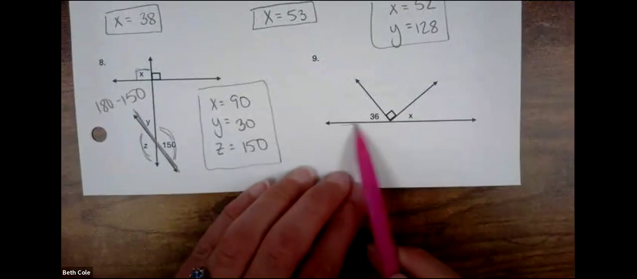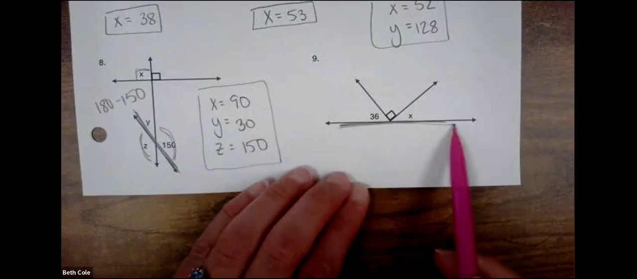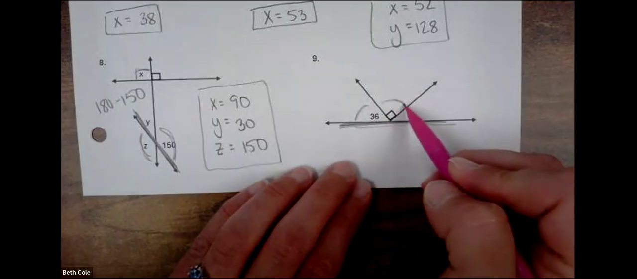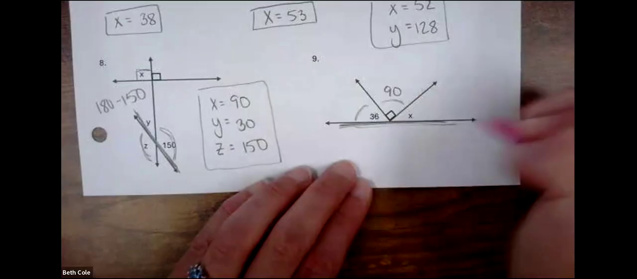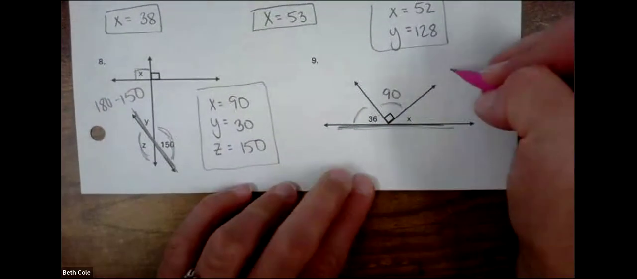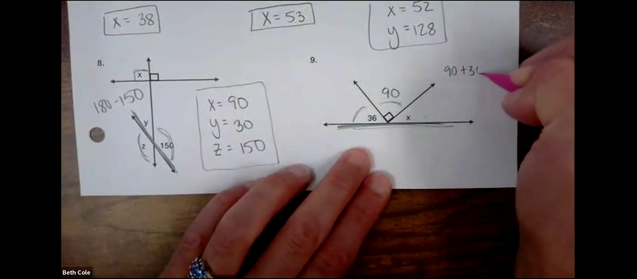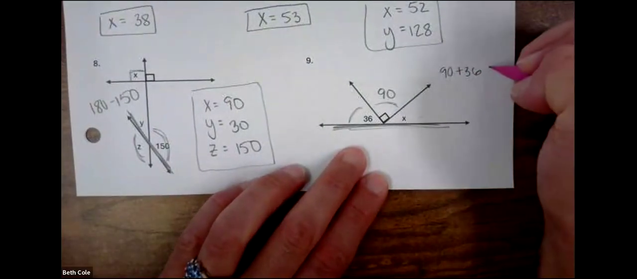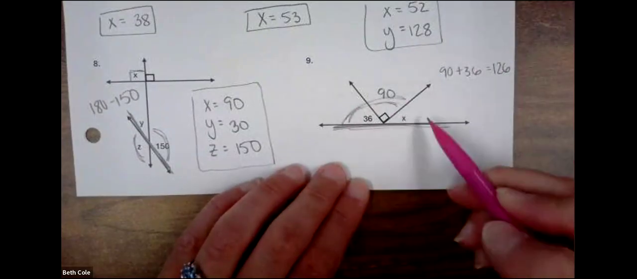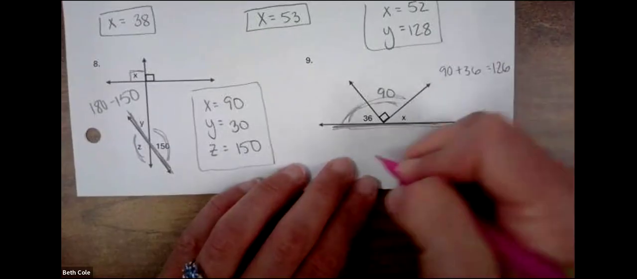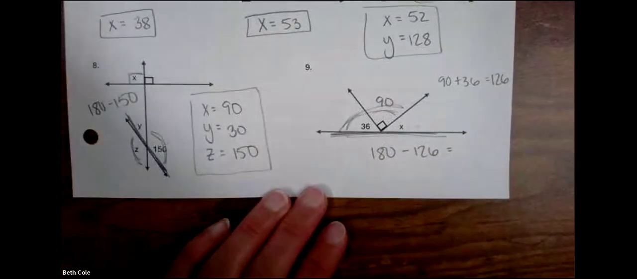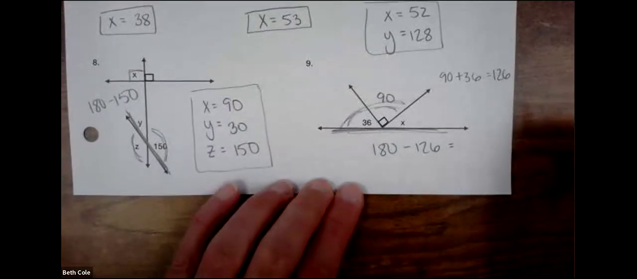All right, number 9. Again, we have a straight line, which is 180. This one is 36. This one is 90. How could I get the one that we're missing? We would add those together, right? 90 plus 36, that would be 126. So this whole thing is 126, and then what? Yep, good. 180 minus 126. Basically, just use your common sense. You have common sense, I promise.